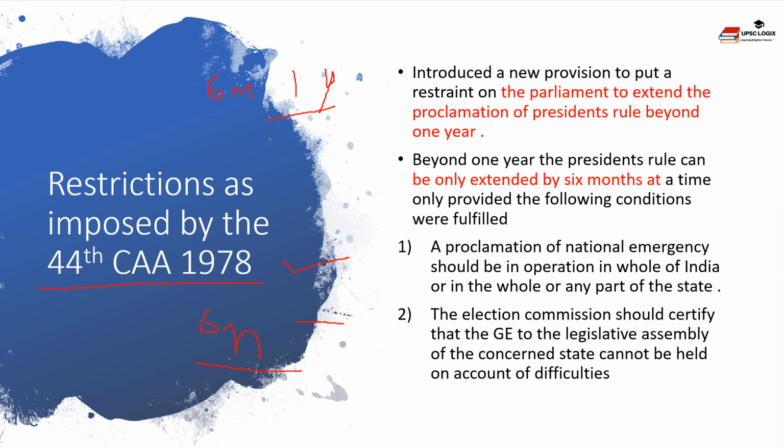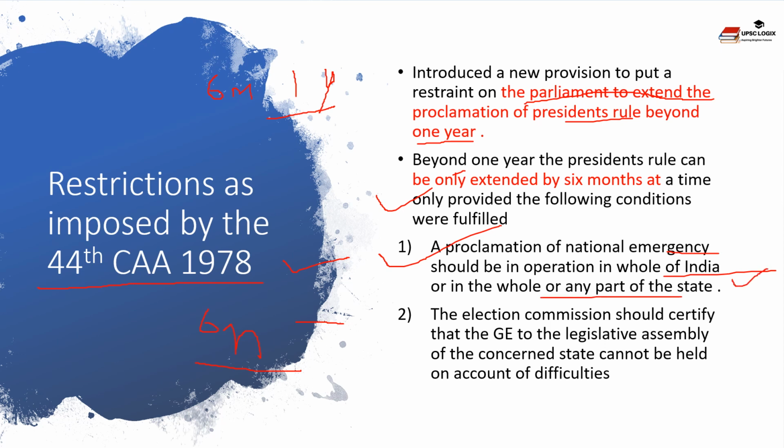And it also introduced a new provision to put restraint on the parliament to extend the proclamation of president's rule beyond a period of 1 year, which meant that after a period of 1 year of presidential rule, it could only be extended by 6 months, provided it fulfilled the following two conditions. The first one was that a proclamation of national emergency should be in operation in the whole of India or in the whole or any part of the state.